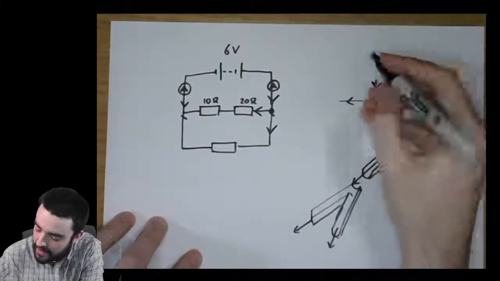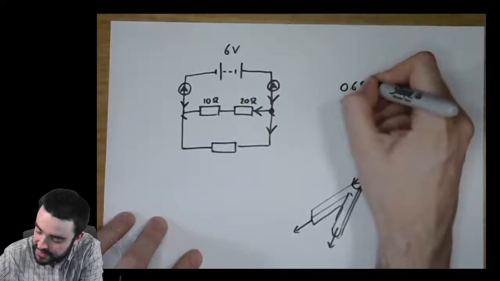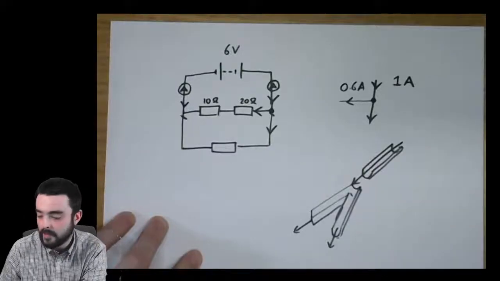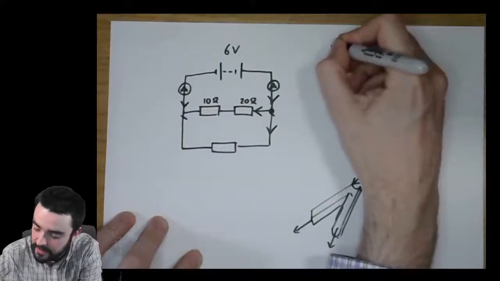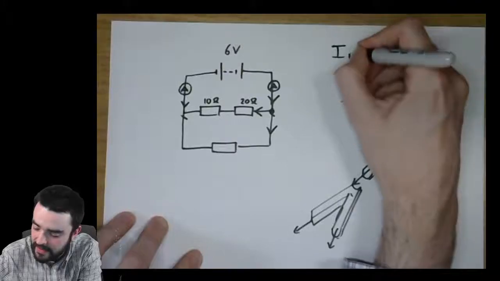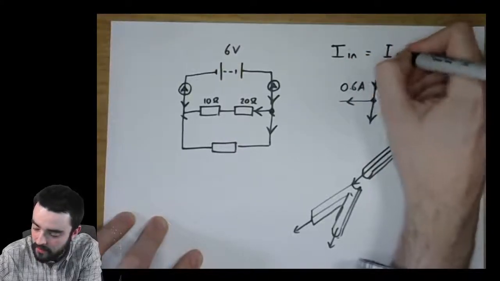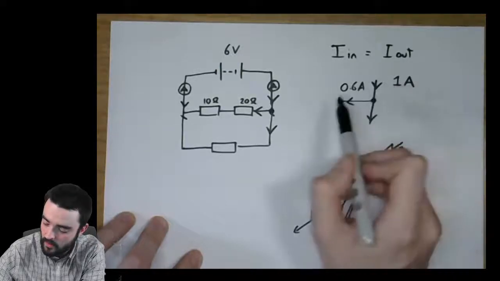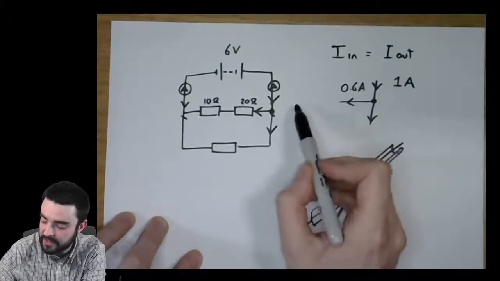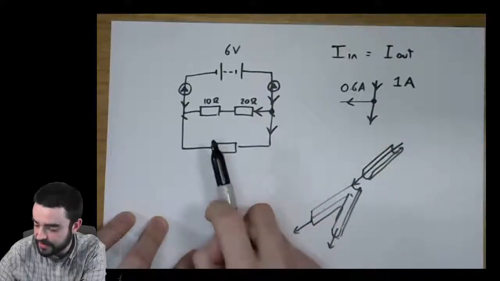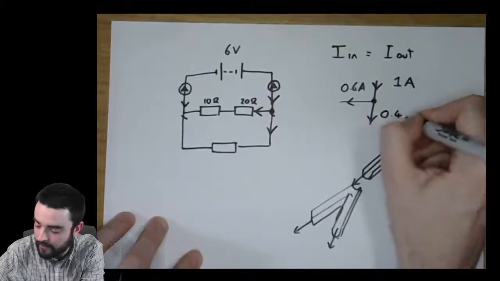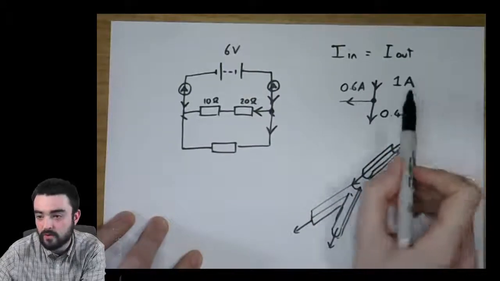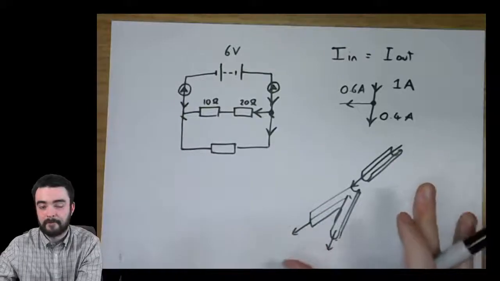So let's say that 0.6 amps flows down this direction. How much would flow down there? Well, we know that the current in equals current out. So we could say 1 amp is going in. We know 0.6 is going this direction. So 1 minus 0.6 is going to be 0.4 amps. Does that work? 0.6 plus 0.4 equals 1. Brilliant, we've got it.